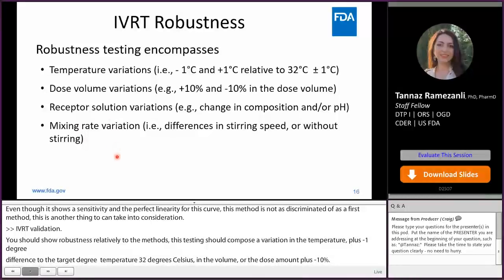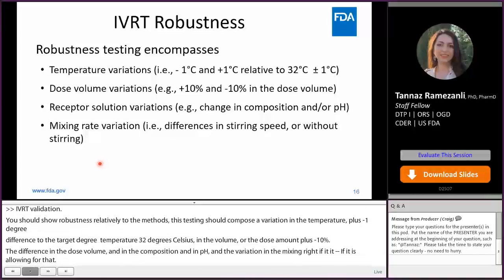So the average slope or the release rate of IVRT under these altered parameters should be within plus minus 15% of the average slope obtained from the precision and reproducibility runs. And if that's not achieved for one of the parameters, then that means it's very critical to control that parameter throughout the IVRT runs.